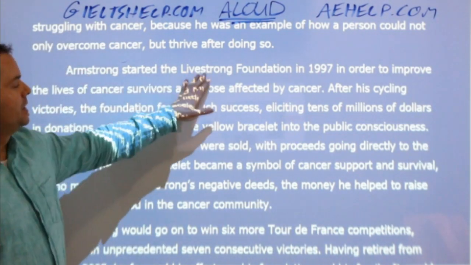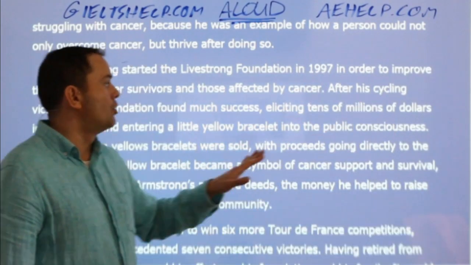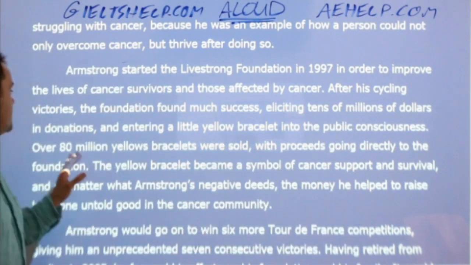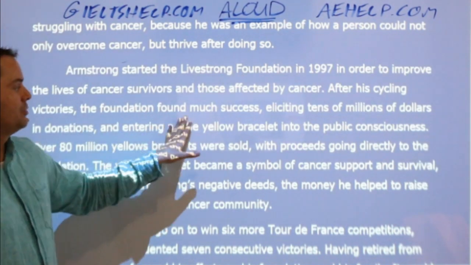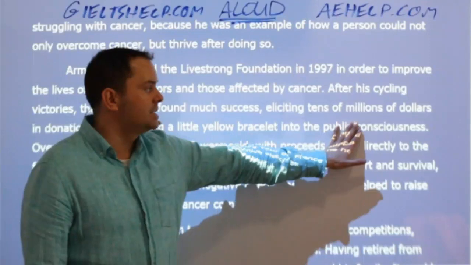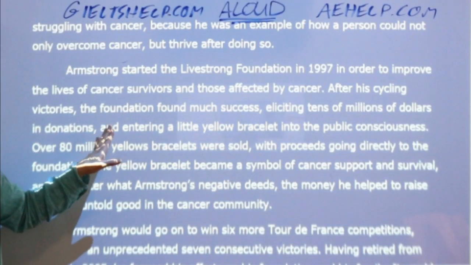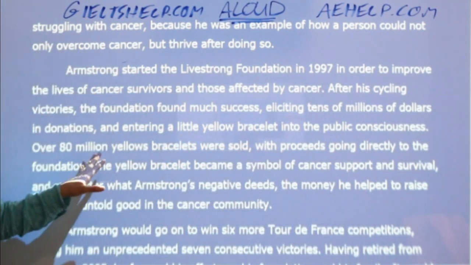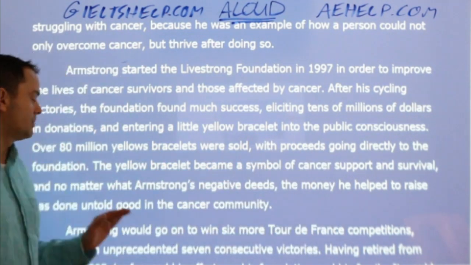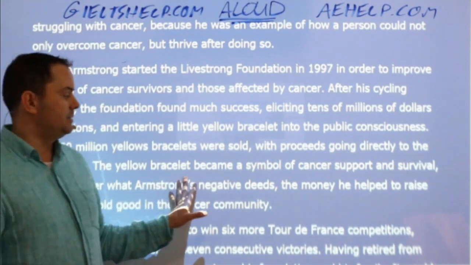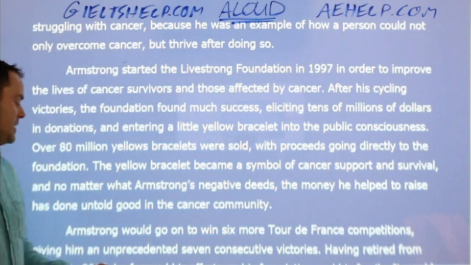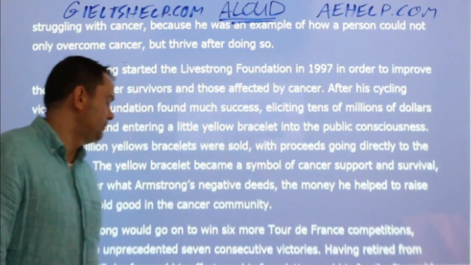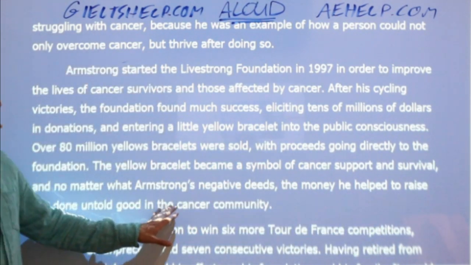Armstrong started the Livestrong Foundation in 1997 in order to improve the lives of cancer survivors and those affected by cancer. After his cycling victories, the foundation found much success, eliciting tens of millions of dollars in donations and entering a little yellow bracelet into the public consciousness. Over 80 million yellow bracelets were sold, with proceeds going directly to the foundation. The yellow bracelet became a symbol of cancer support and survival, and no matter what Armstrong's negative deeds, the money he helped to raise has done untold good in the cancer community.